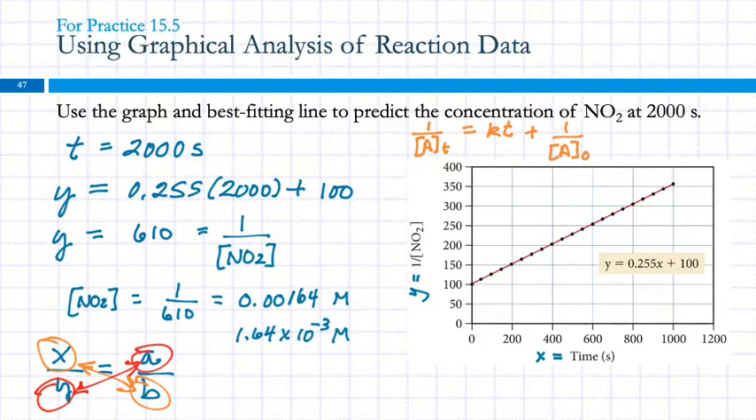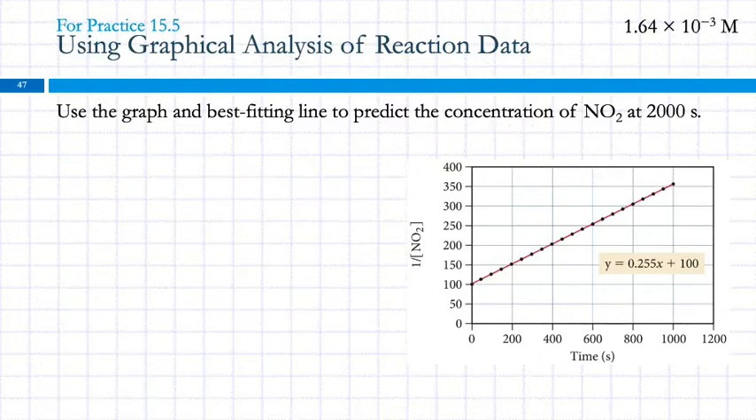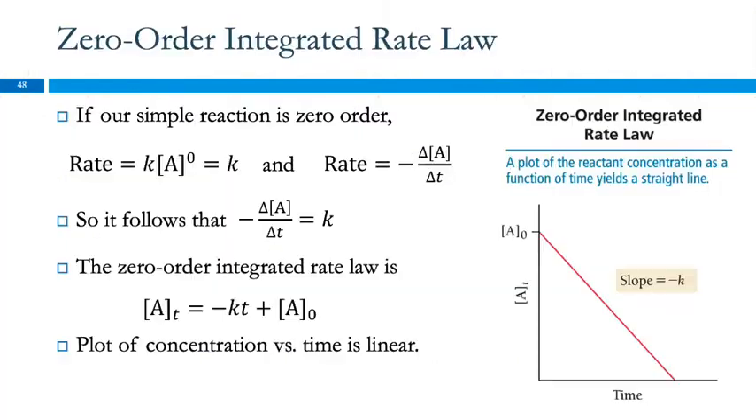There's just a lot of pieces here, and if you're not understanding one of the pieces, the time to ask is right now. 0.64 times 10 to the minus 3. Okay, the zero order.